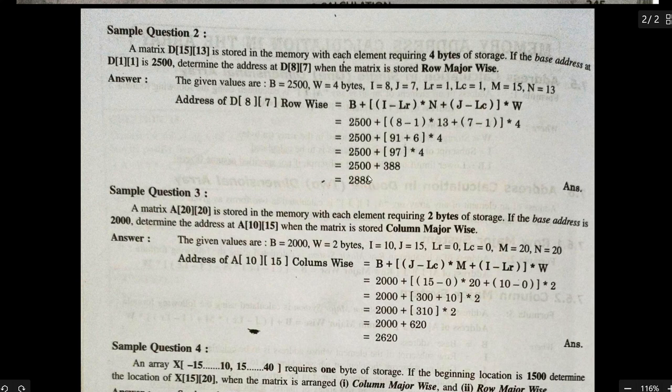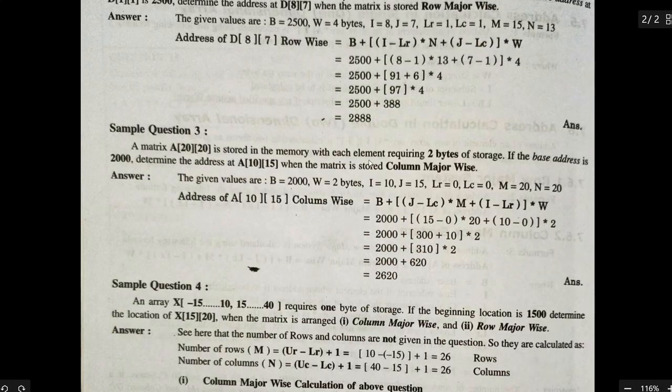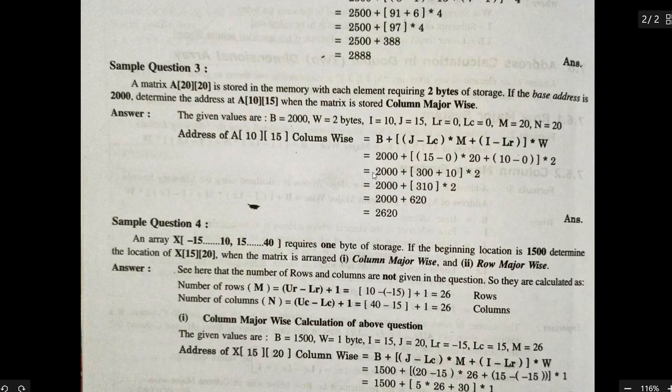So this kind of question can be asked row measure wise. And the second sample question is where you have to calculate the address column measure wise. In column measure wise, it will be given that you have to use the column measure wise system. Now the matrix is given as 20 by 20. It means the number of rows, the value of M, is 20, and the value of N is 20. 2 bytes of storage is required, it means the value of W is 2.